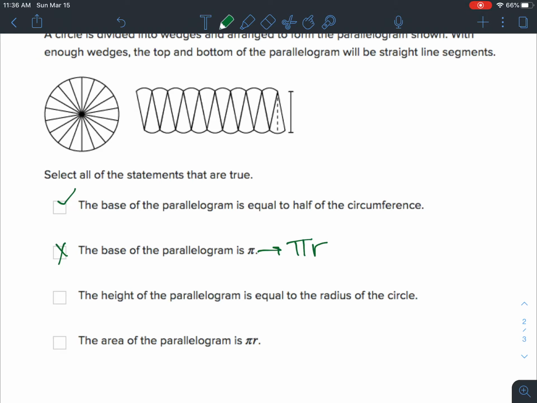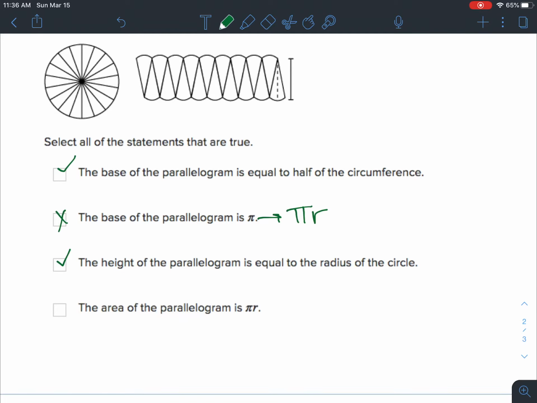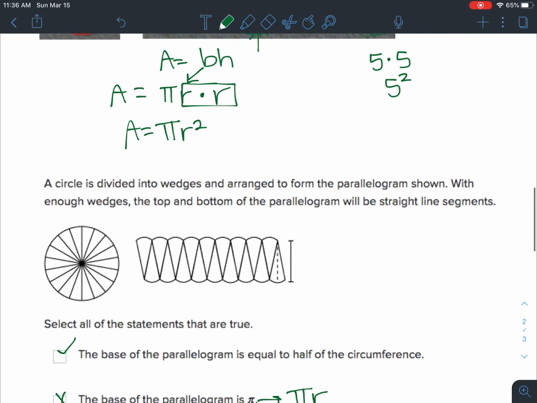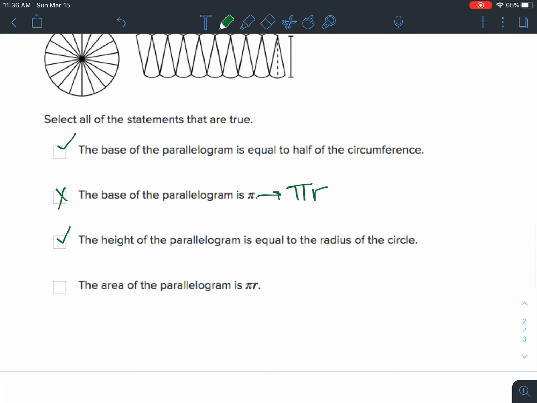The height of the parallelogram is equal to the radius of the circle. That one's true. We can either look back up or that's what they showed us in the video. Last one, the area of the parallelogram is pi r. Again, if we look right back up here, not true. The area of the parallelogram is the same as the circle, so that should be pi r squared.